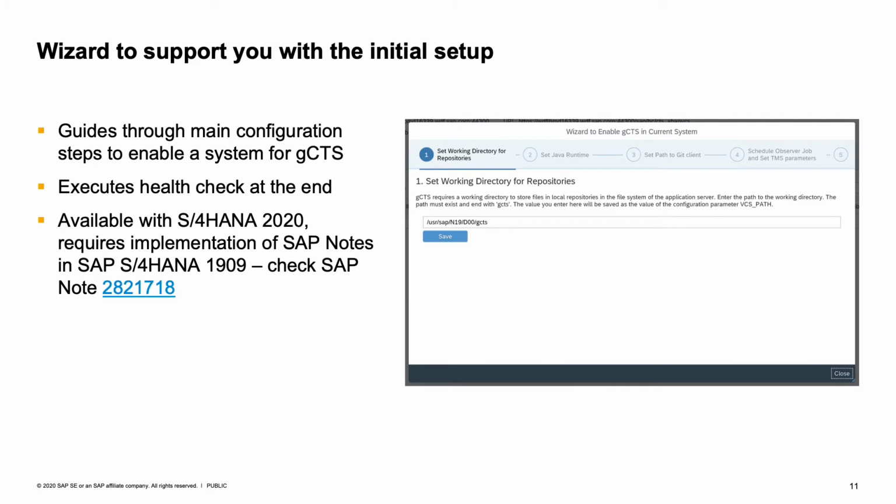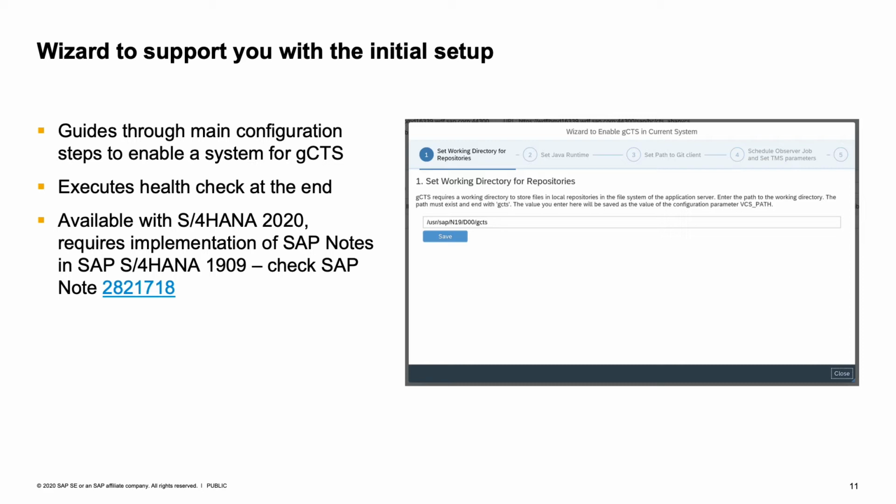Another thing that we recently offer is the health wizard to support you with the initial setup. So this wizard guides you through the most important, or all, of the steps that are necessary on each and every system. So you will have to tell the wizard, the system, where is your GCTS working directory? So where shall the repositories be cloned? What is the Java client? Where is it? And some additional stuff. And at the end of the wizard, you will also find the option to schedule this observer job that is needed for the communication.